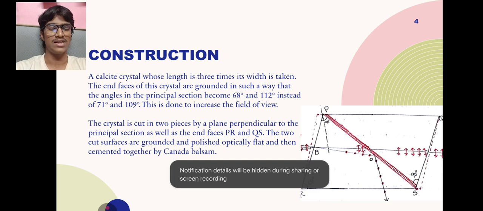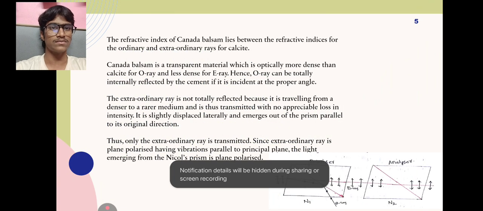The refractive index of Canada balsam lies between the refractive indices for the ordinary and extraordinary rays for calcite. Canada balsam is a transparent material which is optically less dense than calcite for the O ray and more dense for the E ray. Hence, the O ray can be totally internally reflected by the cement if it is incident at the proper angle.